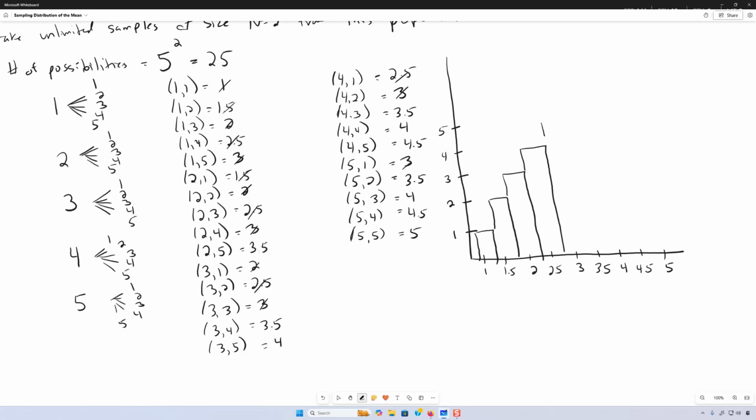5 3s. Then we do 3.5s. 4 3.5s. How many 4s? 3 4s. How many 4.5s? 2 4.5s. It looks like only 1 5, right? And so we get this.